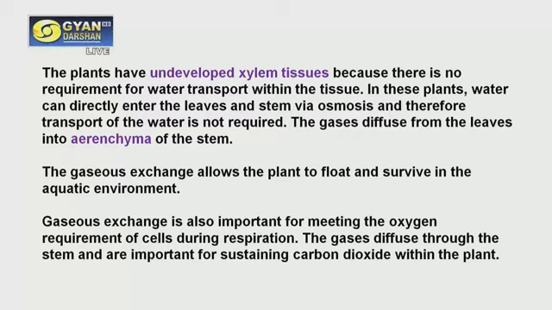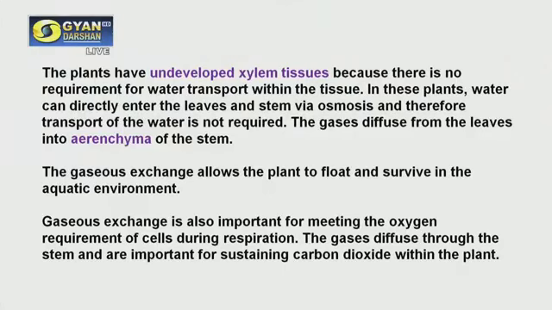And the gases diffuse, and that is why, again I repeat, they have the aerenchyma, that is, the air space which facilitates gaseous diffusion or gaseous exchange. Gaseous exchange is also important for meeting the oxygen requirement during respiration. The gases diffuse through the stem and are important for sustaining carbon dioxide within the plant, because they have to carry out photosynthesis. And for that they need this kind of gaseous exchange or gaseous diffusion.